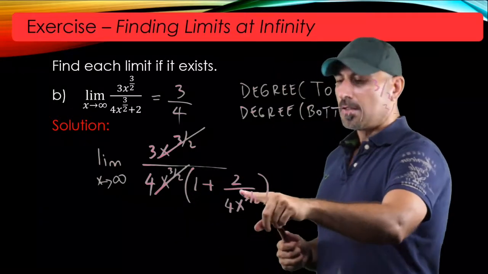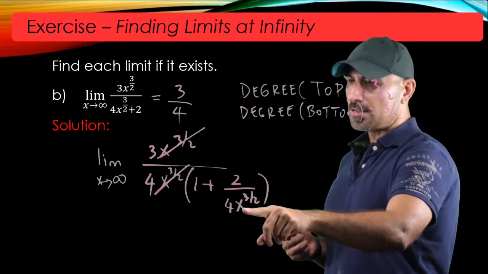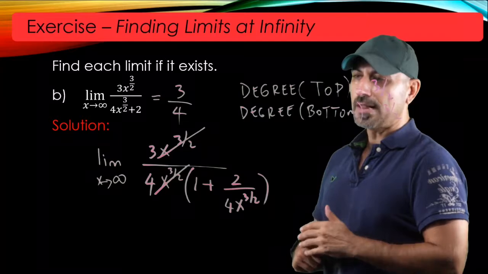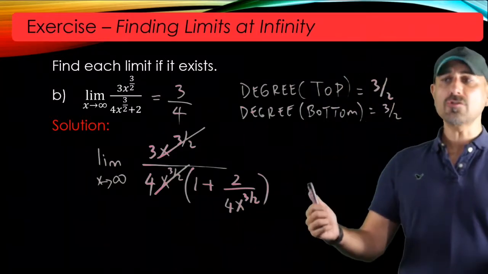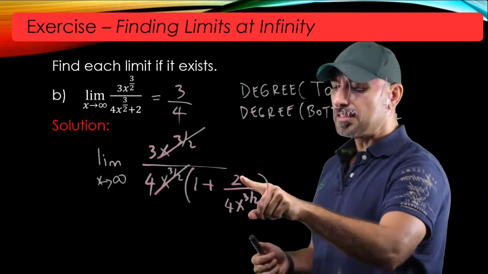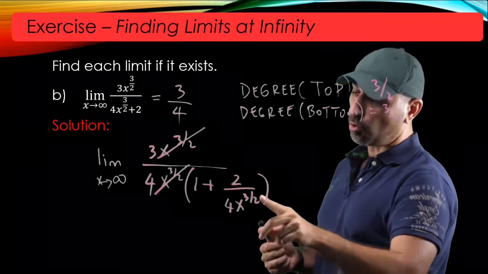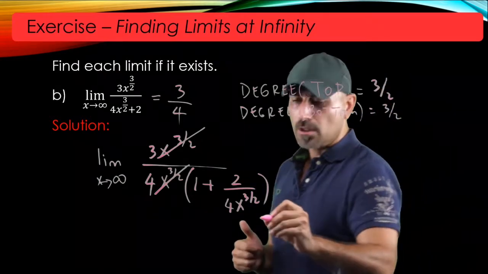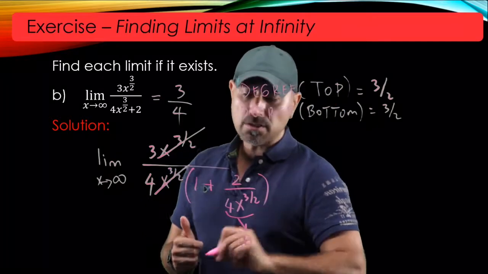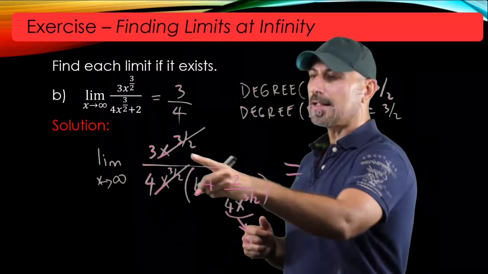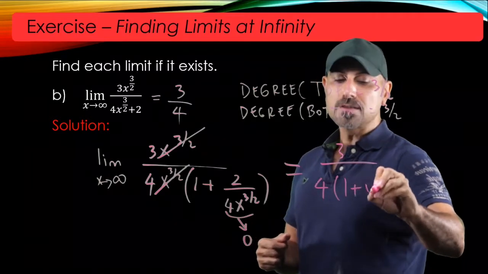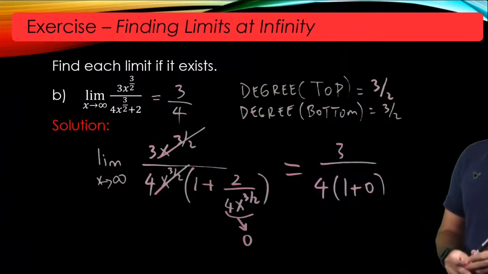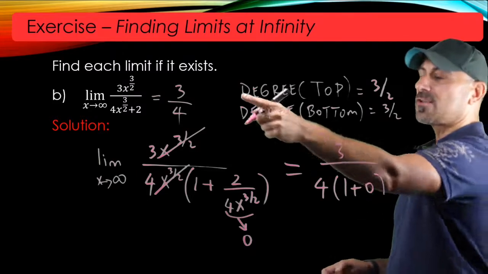Okay, well, there's only one x term left here. This is 2/4x to the power of 3/2. But if x goes to infinity, in other words, as x gets larger and larger, constant 2 divided by this whole infinity is going to tend to 0. So this term is going to go to 0. And at the top, I have 3. At the bottom, 4 times 1 plus 0. So this would be the value of the limit. And if you simplify that, it's 3/4.